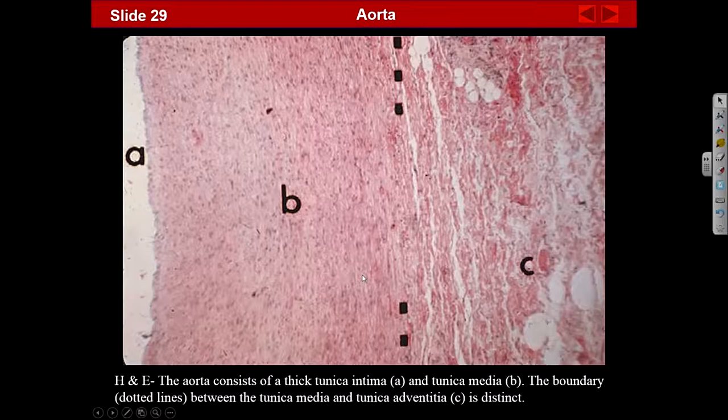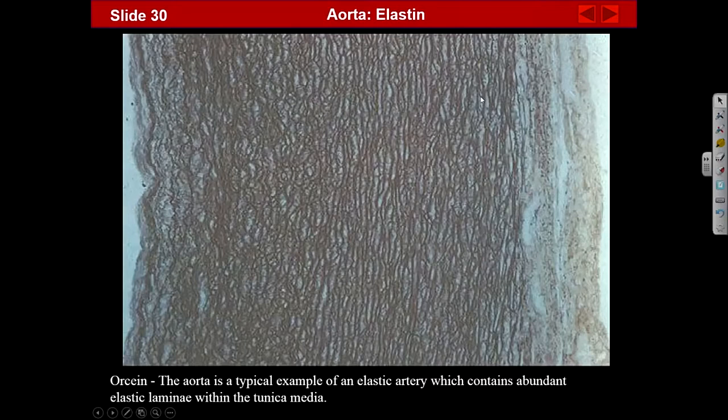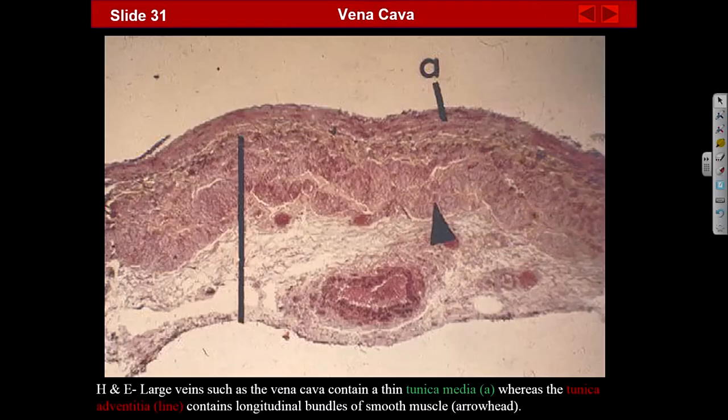Okay, larger blood vessel, the aorta. So here's the intima, and this is all media, right? Very thick. And then this is the boundary of the adventitia. And if we stain that with elastic fiber stain, you can see the tunica media is filled with all of these elastic fibers, right? Because it's under high blood pressure, it's expanding and contracting continuously. So that would be one of the largest of the arterial vessels, like the aorta, coming straight out of the heart. Conversely, the vena cava, draining all of that blood back into the heart.